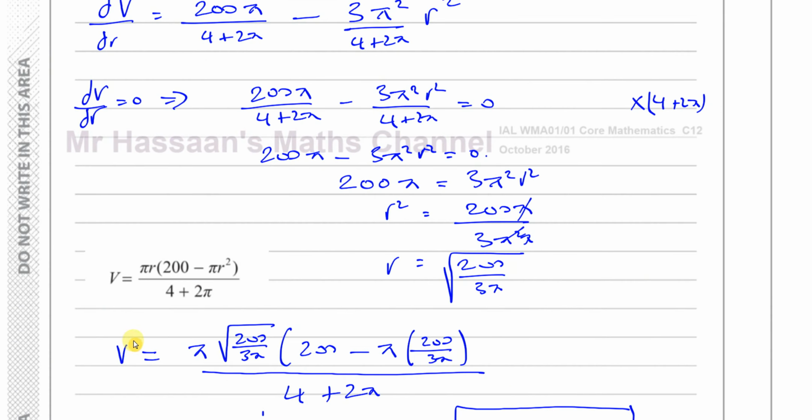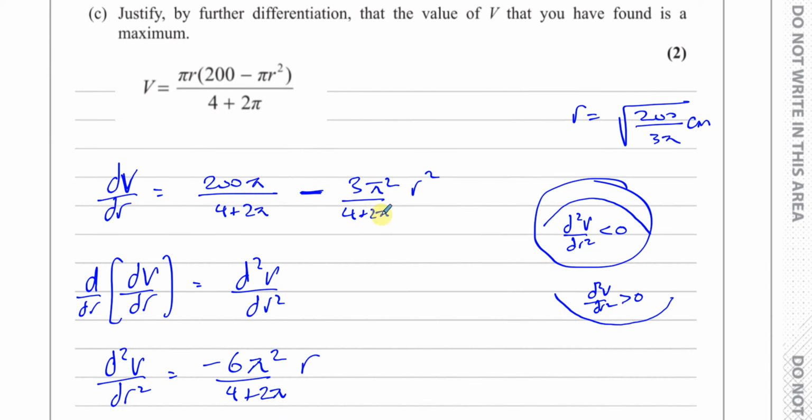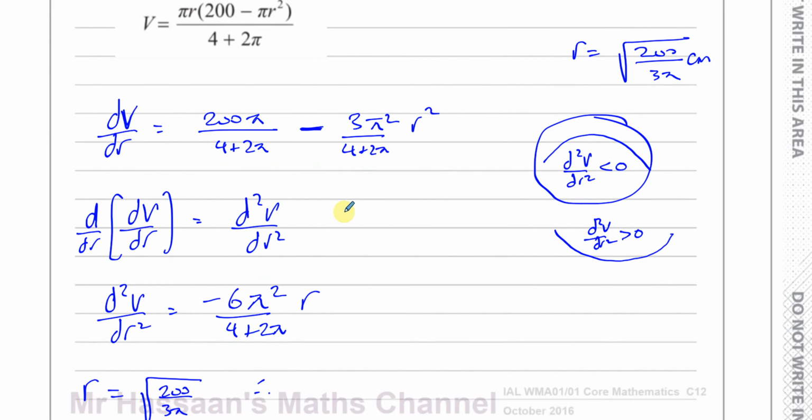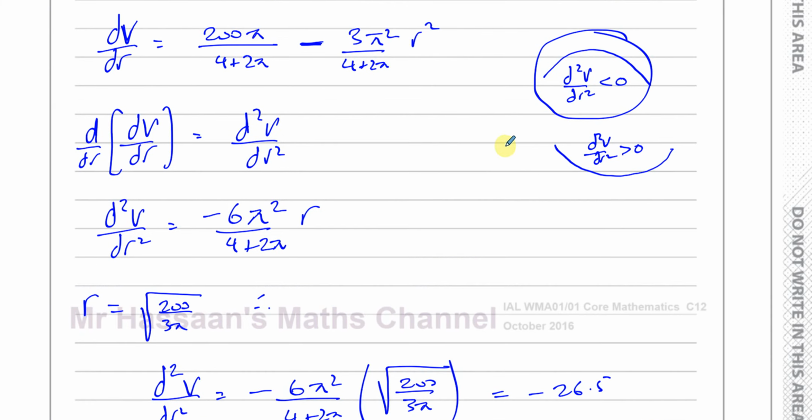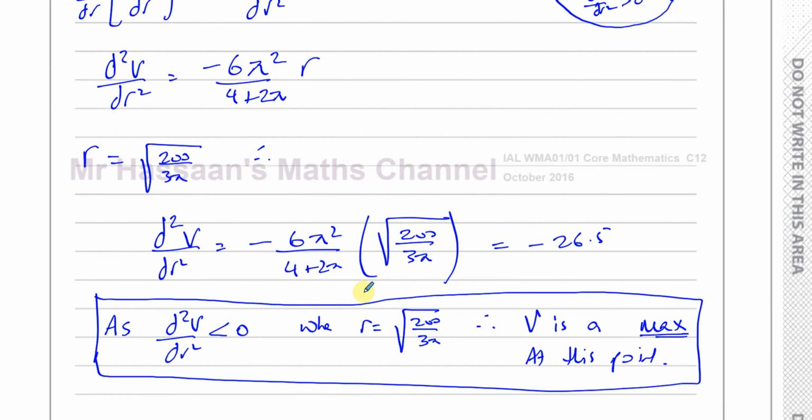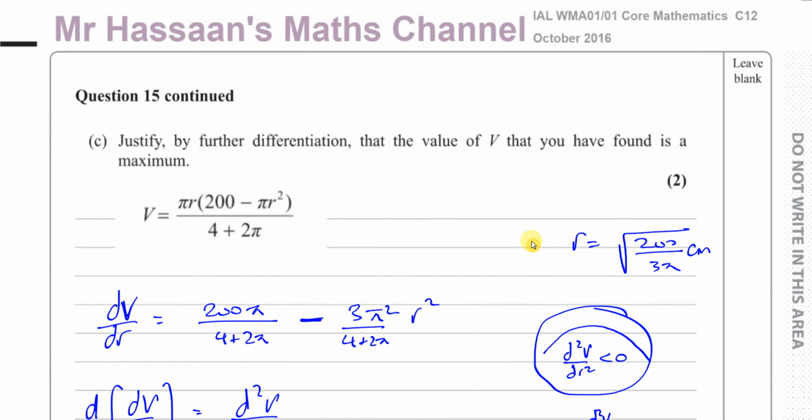That's always quite common as well, by finding the second differential and showing that when you put that value you found for the maximum or minimum in it, if it's a maximum it'll give you a negative, and if it's a minimum it'll give you a positive. So that's a very typical type of question.